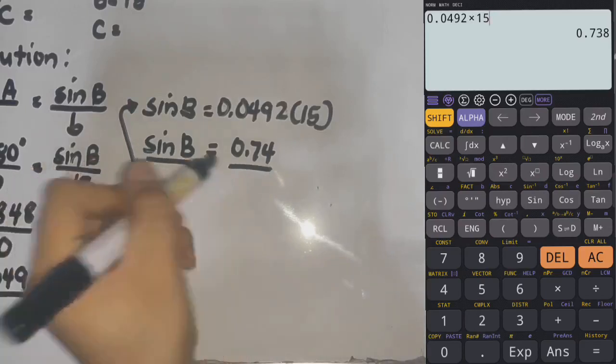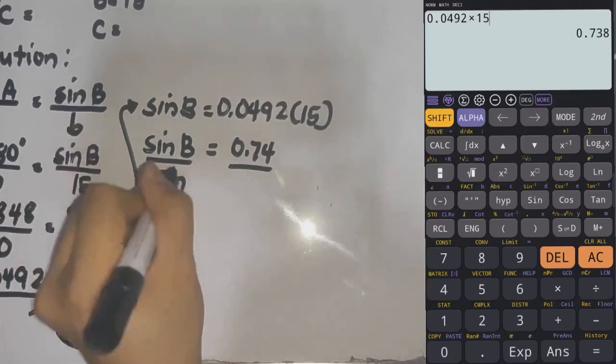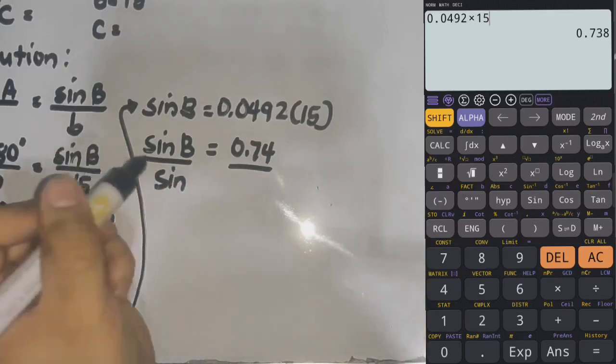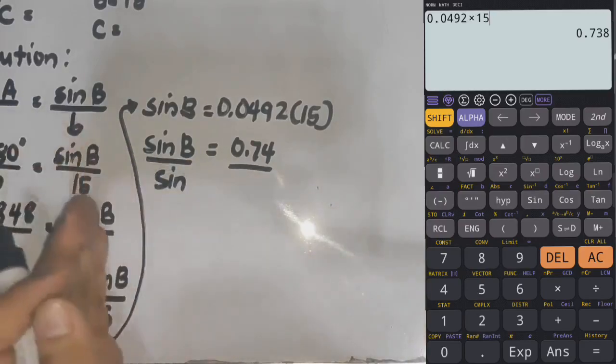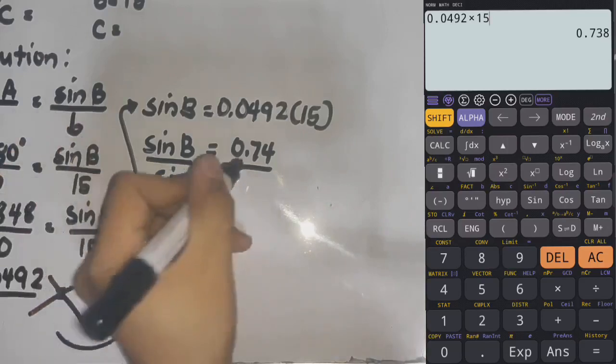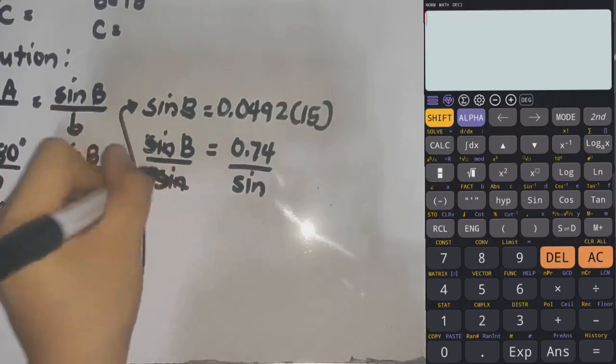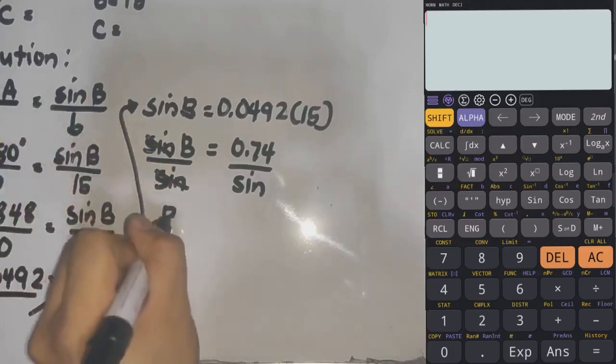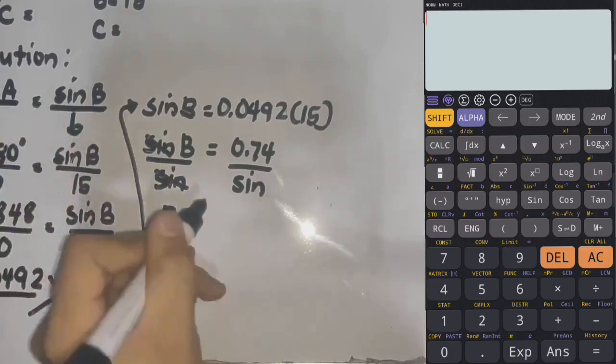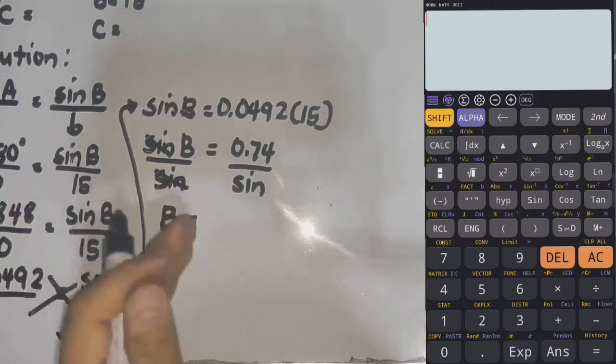Divide both sides by sine. So, kung ano yung katabi ng hinahanap natin, number man yan or trigonometric function katulad nito, yun yung ipang-divide natin. So, cancel na yung sine dito sa left side. So, angle B na lang yung matitira. So, 0.74 divided by sine.